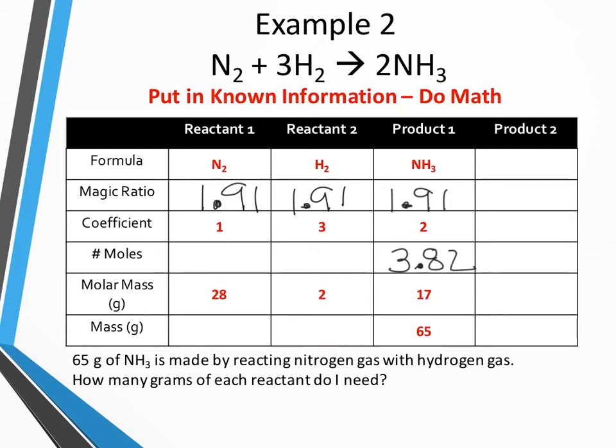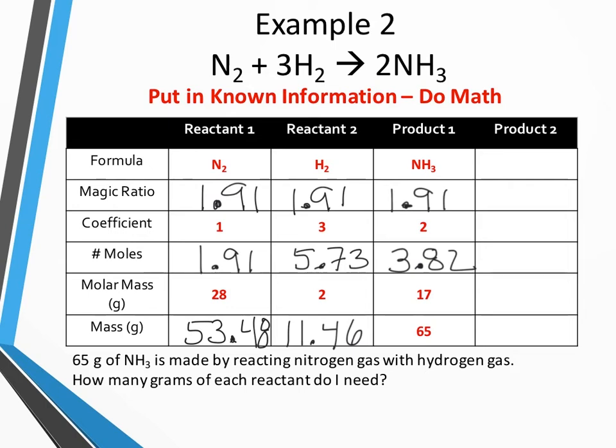So 3 times 1.91 is 5.73. 1.91 times 1 is 1.91. All right, now we're going to multiply these two numbers together to get the mass in grams, and multiply these two numbers together to get the mass in grams. So when we do that, we get 11.46 and 53.48.